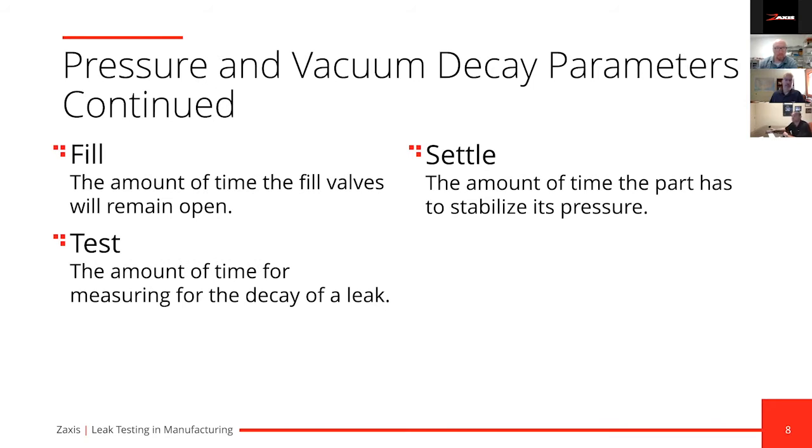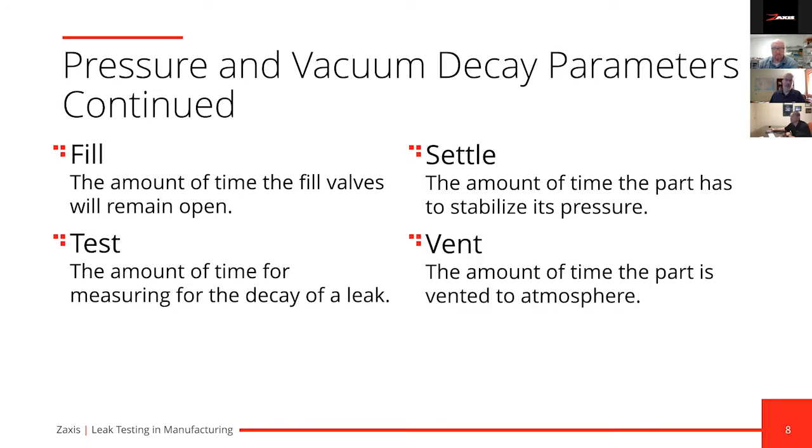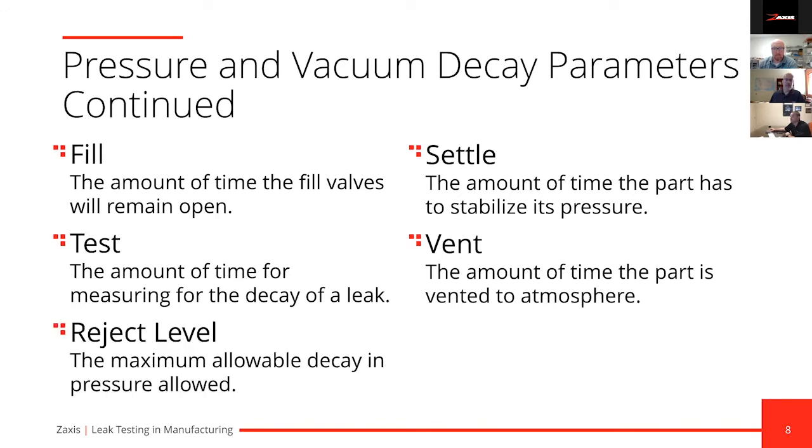Then we move on to the test time. The test time is how much time you allow to monitor and look for a decay. And then we have the vent time, which allows you to vent the part. And then we have a reject level. This is how much is allowed to decay during the test. If it decays less than your reject level, the part will pass.